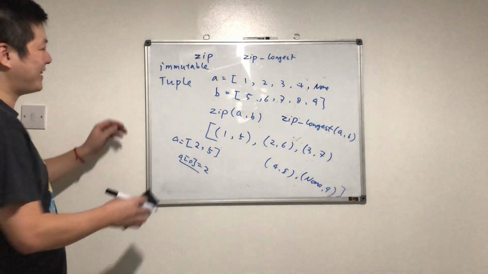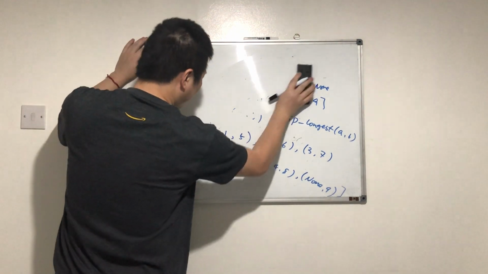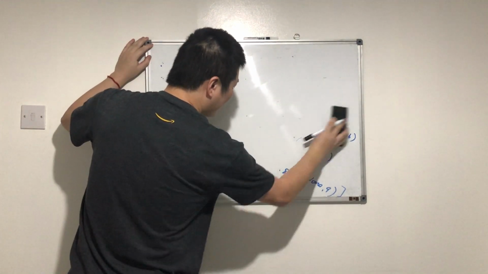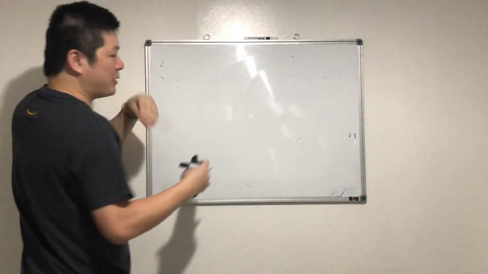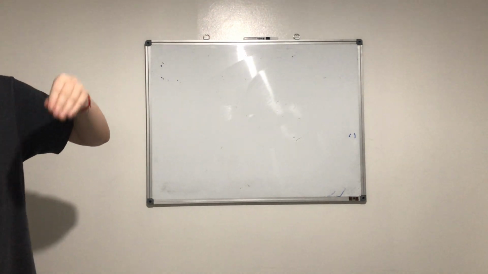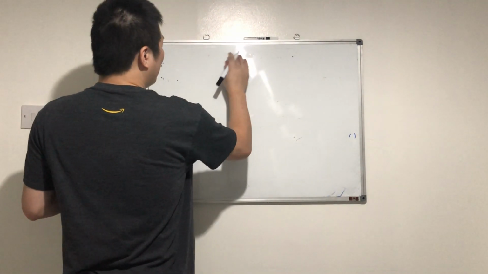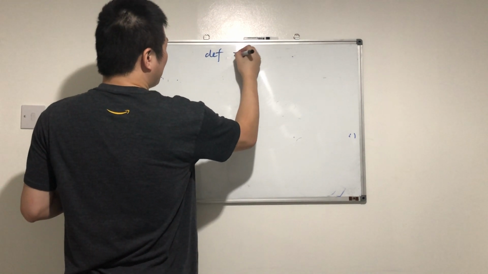Okay. So let's implement these two functions. You can do 9, 9. Then it's the opposite, B, A. If it's zip longest B, A, then it's the long one.